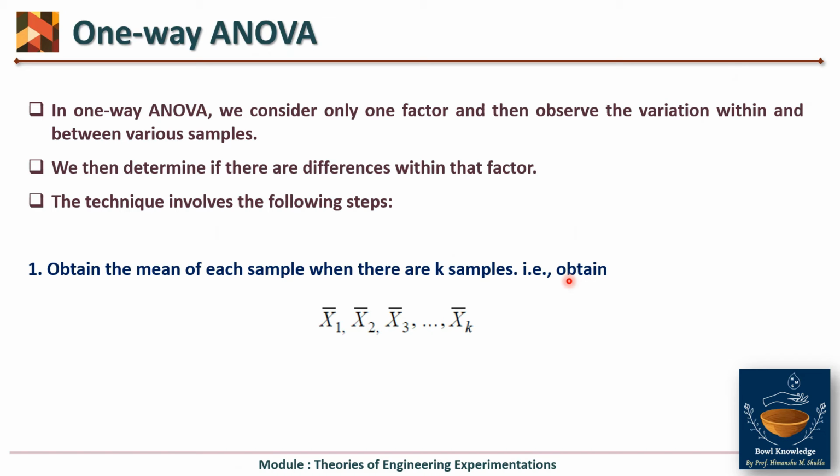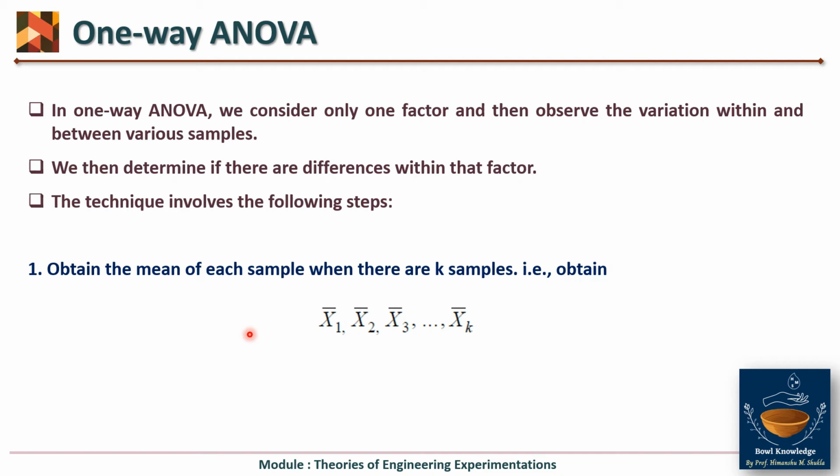So for that variable, what is step number 1? There are 8 steps in ANOVA. 8 procedural steps are there. We will go one by one. So what is step number 1? You obtain the mean of each sample when there are k samples. जैसे हमने कहा ANOVA is for multiple sample. So how many samples can there be? There can be k samples. So if there are k samples, हर एक sample का mean calculate करो.